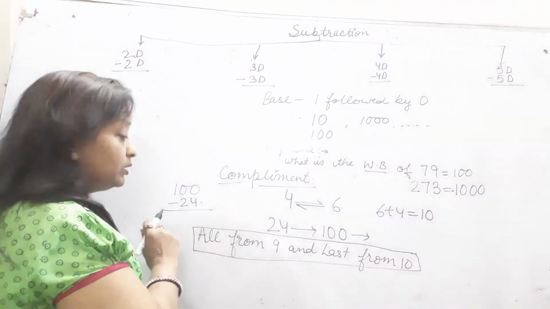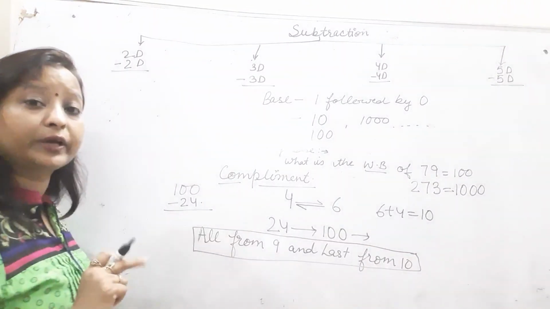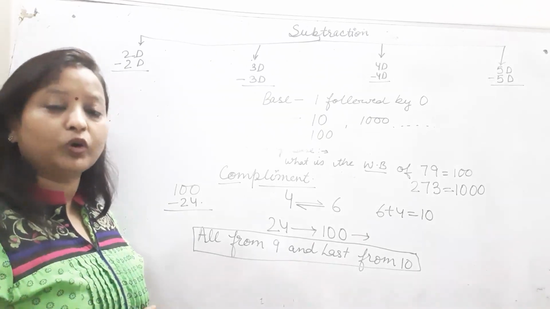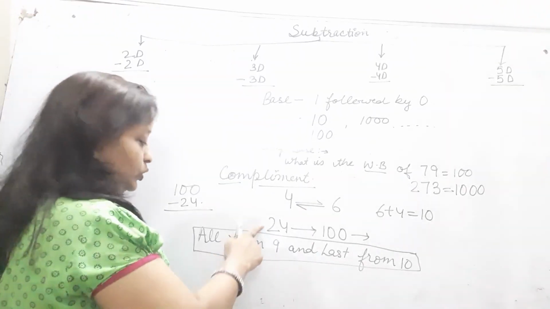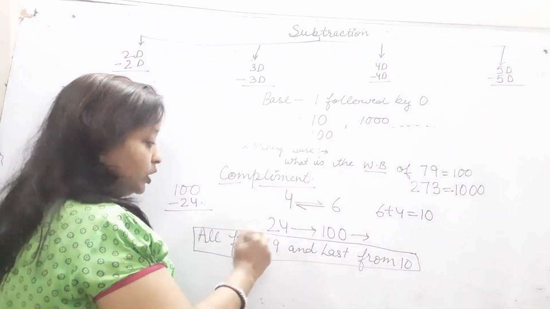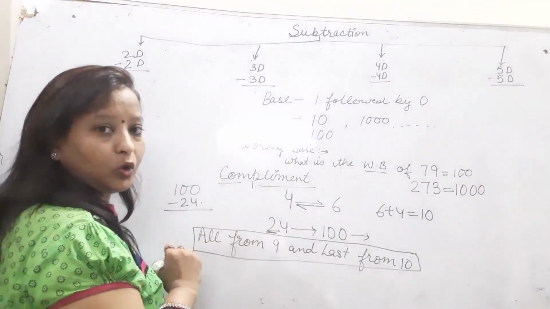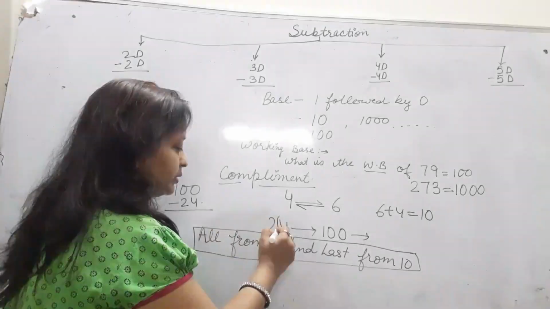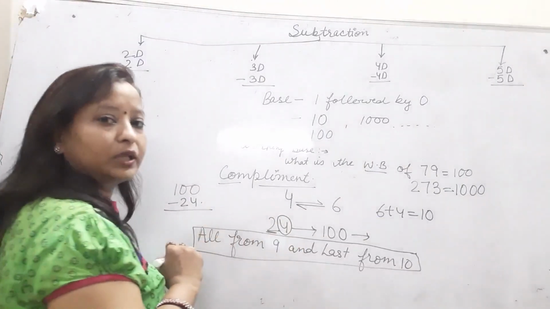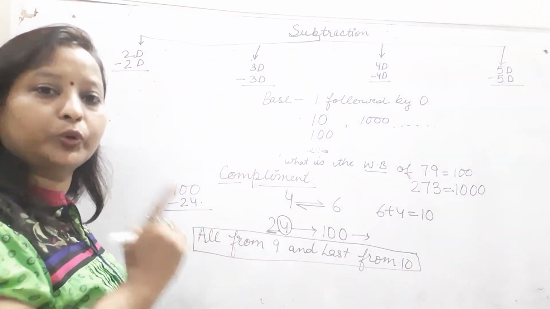You will do this method. Now I tell you how you can write directly what will be the complement of 24. Learn from this formula. All from 9 means जो number है सभी number all from 9 and last from 10. We put a circle on the last digit. Last digit means unit digit.